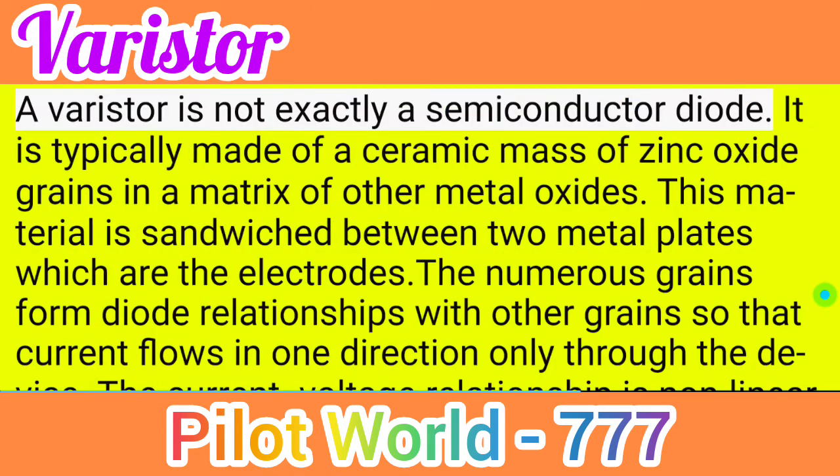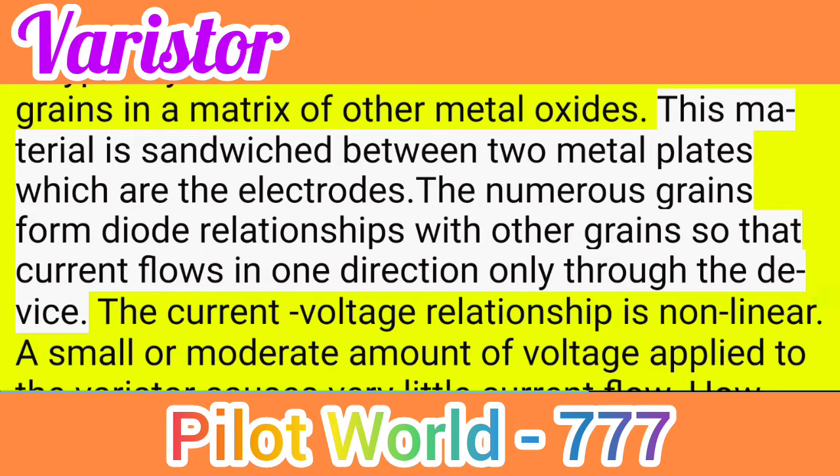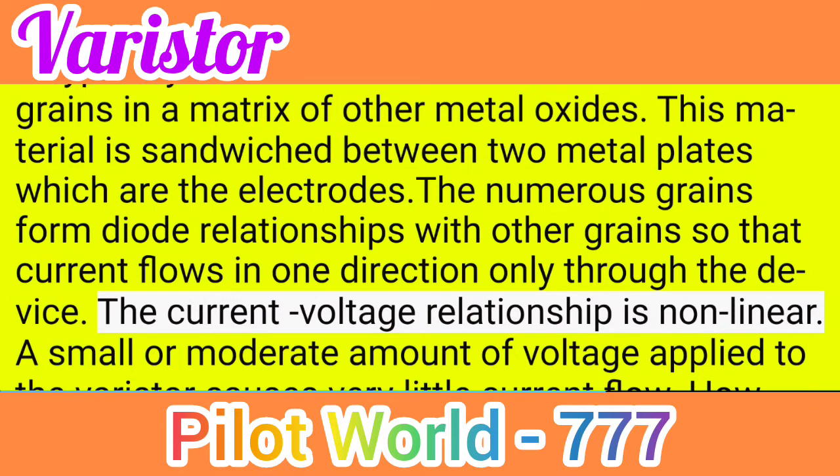Varistor. A varistor is not exactly a semiconductor diode. It is typically made of a ceramic mass of zinc oxide grains in a matrix of other metal oxides. This material is sandwiched between two metal plates which are the electrodes. The numerous grains form diode relationships with other grains so that current flows in one direction only through the device. The current-voltage relationship is nonlinear.